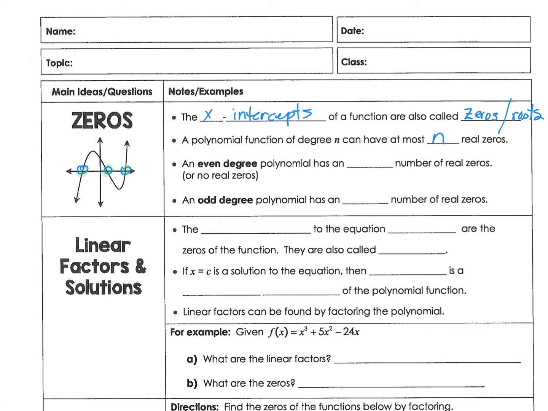Now, it doesn't say no real zeros, because it could have 0, which is even. An odd degree polynomial has an odd number of real zeros.